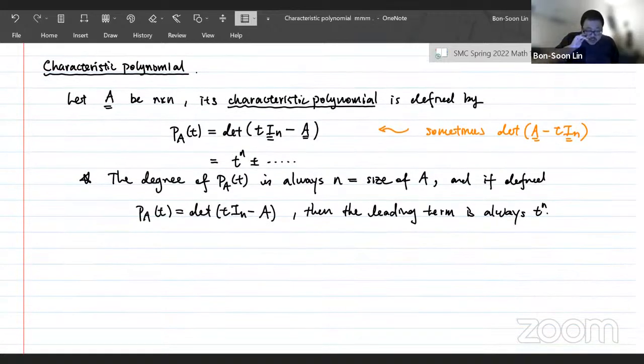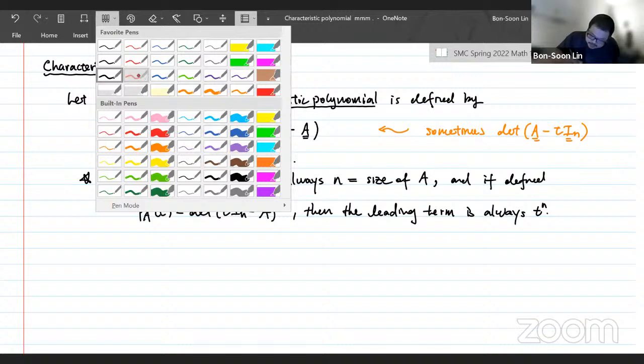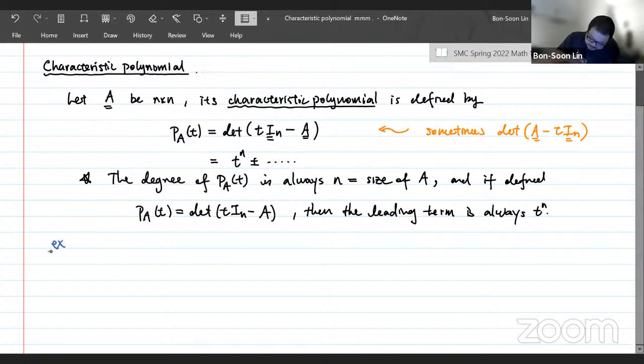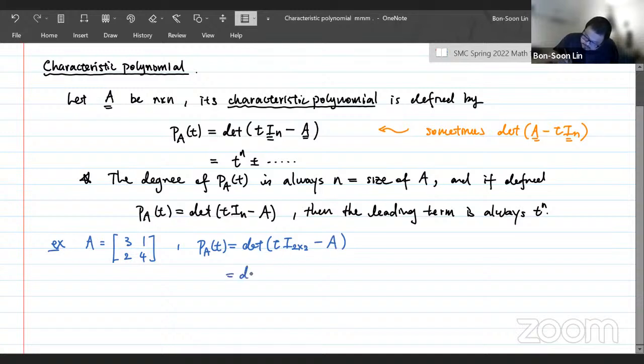Now, for every square matrix, you can always compute this. So, for example, let's say we have this matrix A. Let's just do a small matrix, 3, 1, 2, 4. Its characteristic polynomial P A of T is the determinant of T times the 2 by 2 identity matrix minus the matrix A. So that will be the determinant of T, 0, 0, T minus this matrix A, 3, 1, 2, 4, and we've got to calculate the determinant of this difference.